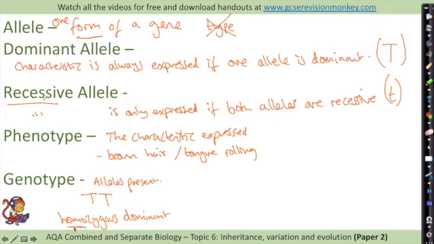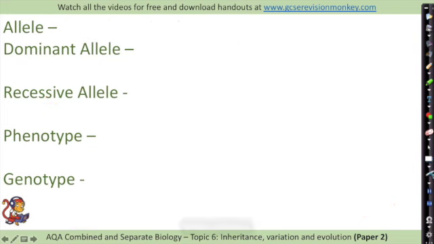Homo meaning the same, we have two of the same dominant alleles. Lowercase t's would be called homozygous recessive. Homo meaning the same, and two recessive alleles because you've got two lowercase letters. And the final one that you can have is one of each, which is heterozygous. So that's going to be important for us to draw our genetic crosses.